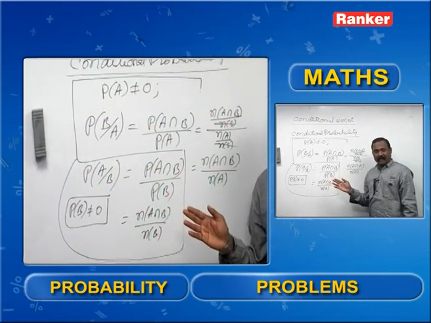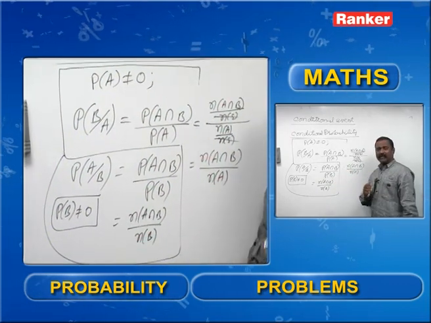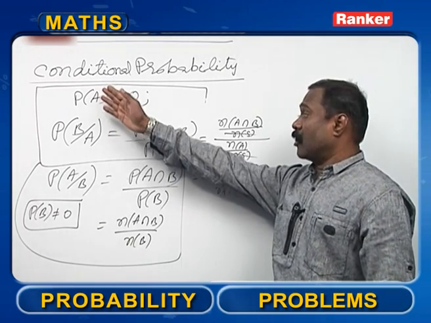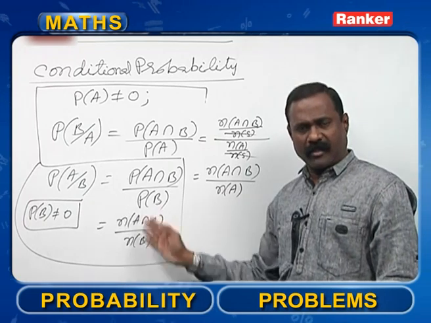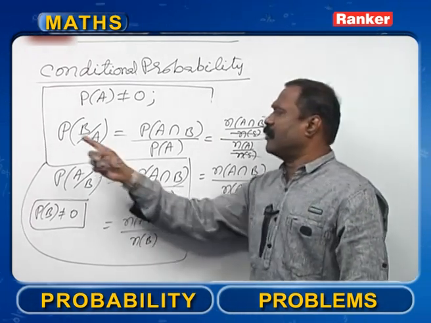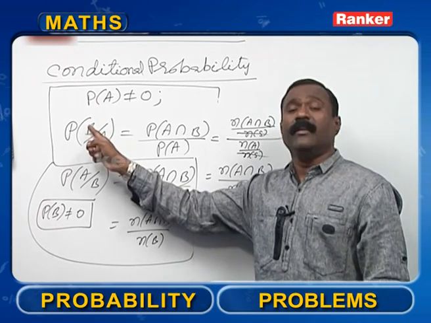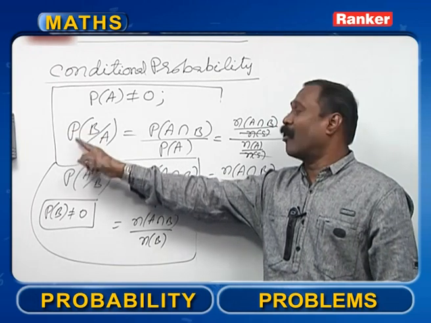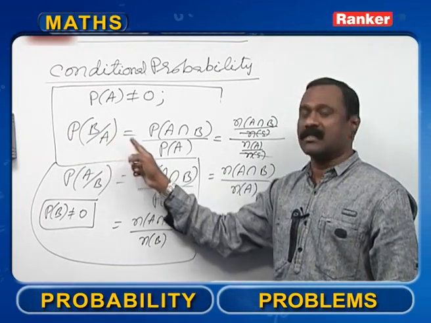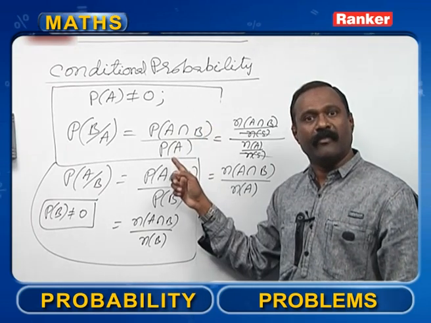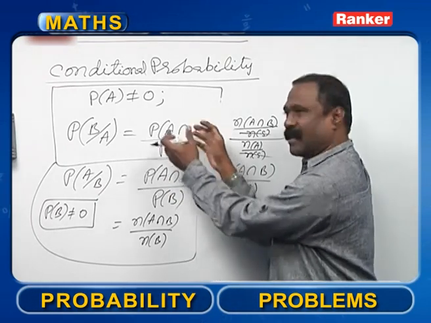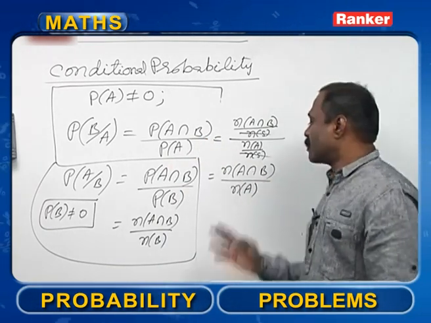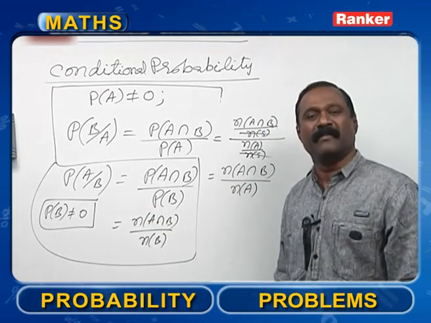I'll take a better example to explain this. Conditional probability. Let A and B be any two non-empty sets of a sample space, such that P of A is not equal to 0 in this case, or P of B is not equal to 0 in this case. Then the probability of the occurrence of an event B after the occurrence of event A is defined as P of B after A, or P of B given A, which is nothing but P of A intersection B upon P of A. After simplification using the classical definition of probability, it is nothing but N of A intersection B upon N of A.